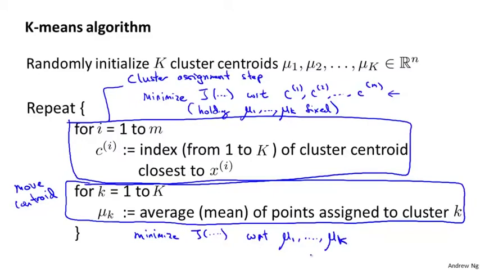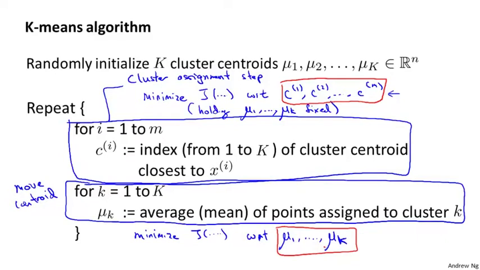So what k-means is really doing is taking the two sets of variables and partitioning them into two halves. You have first the c sets of variables, and then you have the mu sets of variables. And what it does is it first minimizes J with respect to the variable c, and then minimizes J with respect to the variables mu, and then it keeps on iterating.